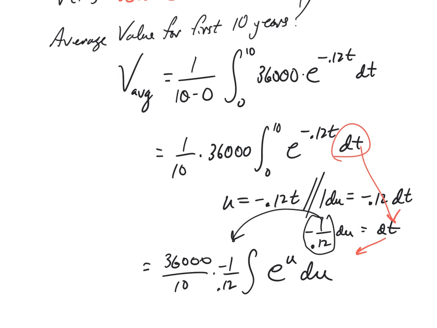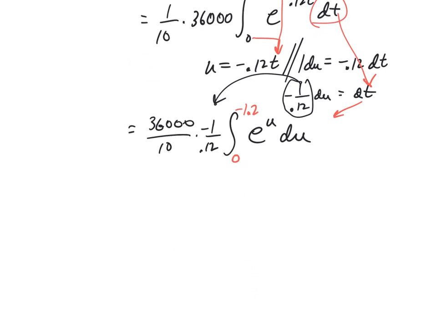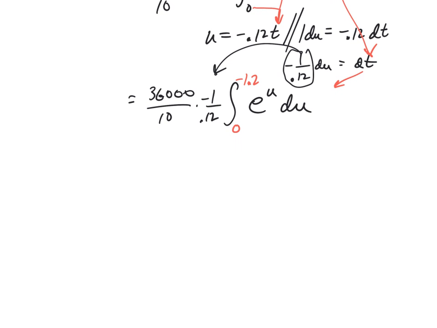And since we're doing a u substitution with a definite integral, we can do a change of variable. Again, let me switch colors. So I can take the original limit of integration 0 and put it in for t. So negative 0.12 times 0 is 0. And then I could put in 10 for t. And u would be equal to negative 0.12 times 10, which is negative 1.2. And now that I've done a change of variable, I don't need to switch back to t's when I evaluate.